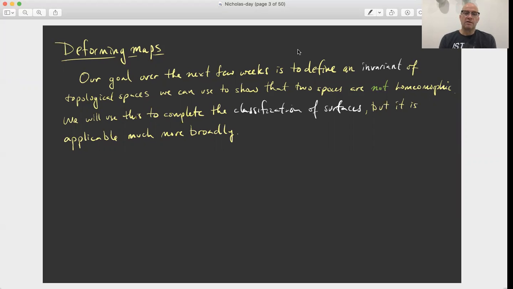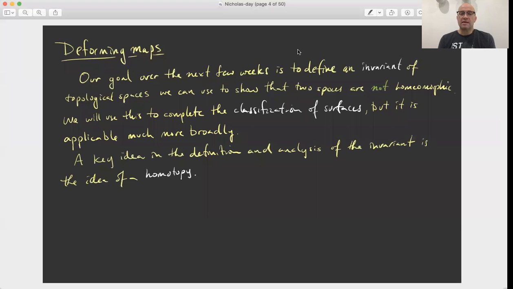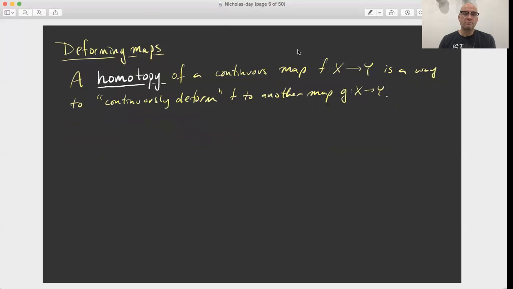And so we want to talk a little bit about the setting for this invariant, how it's going to be defined. And the key idea that's involved in the definition of this invariant is the notion of a homotopy. Okay, so what's a homotopy? So a homotopy is a way of continuously deforming one map into another one. So what do we mean?